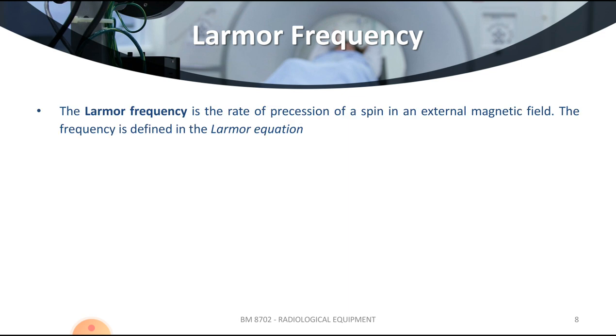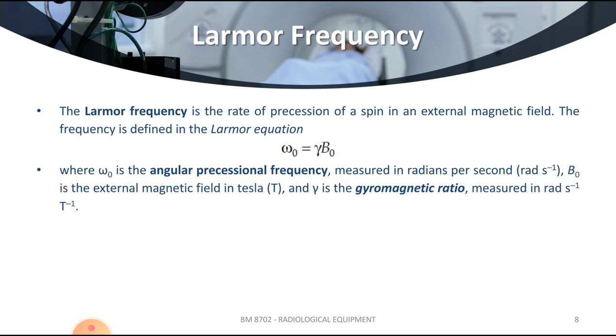If you look here, Larmor frequency is the rate of precession of a spin in an external magnetic field. The frequency is defined by the Larmor equation: omega naught equals gamma times B naught, where omega naught is the angular precessional frequency, which is measured in radians per second. B naught is the external magnetic field in Tesla. Gamma is the gyromagnetic ratio, which is measured in radians per second per Tesla.